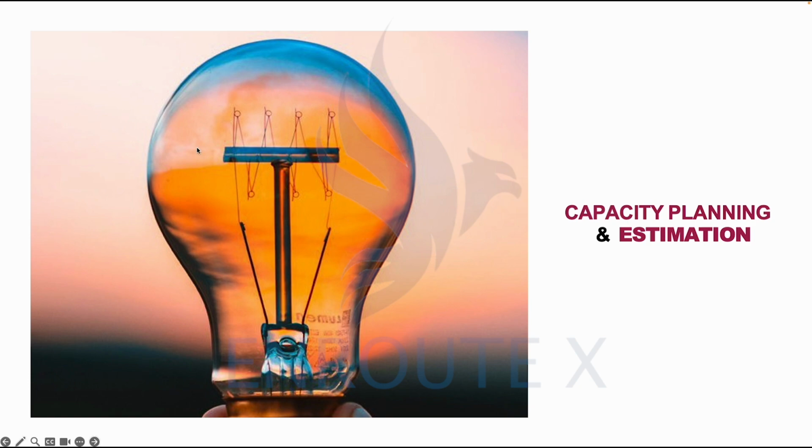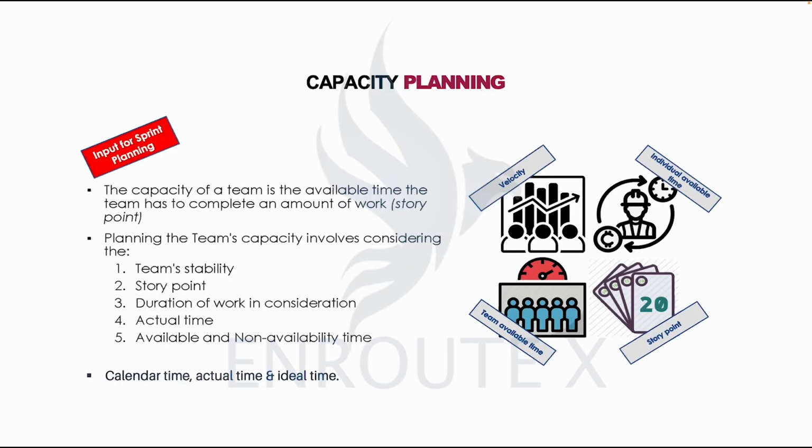Let's assume we have a 7-member team. The 7-member team has different skill sets. Then we need to plan based on their capacity. We need to estimate also based on their availability and what they can deliver. And that is what we want to look at. It could be a long lesson, so let's dive further into this. So, capacity planning.